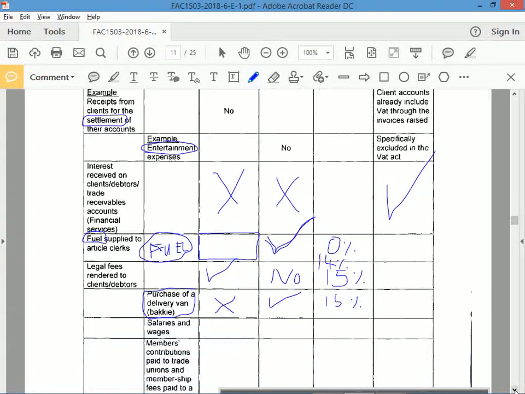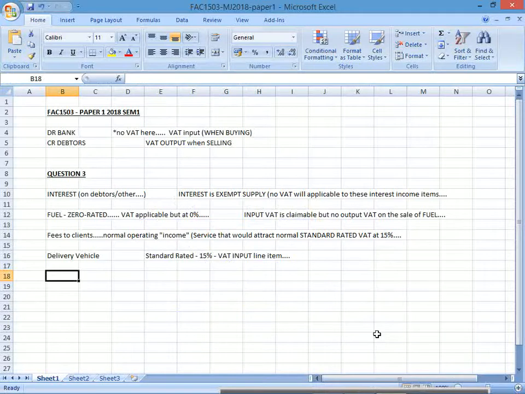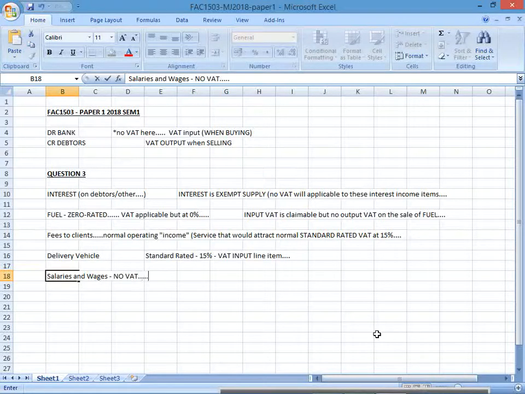Right, salaries and wages, that's an easy one. Salaries and wages fall outside the scope. There's no VAT on salaries and wages. Okay, no VAT whatsoever. VAT does not apply. Other taxes are levied on salaries and wages. Other taxes apply. That's beyond the scope.